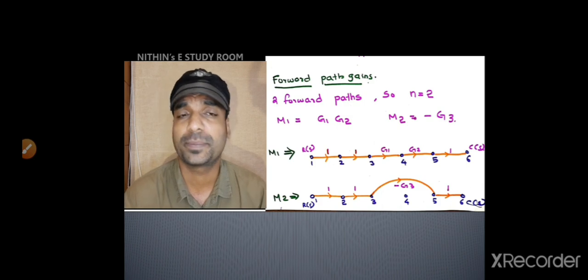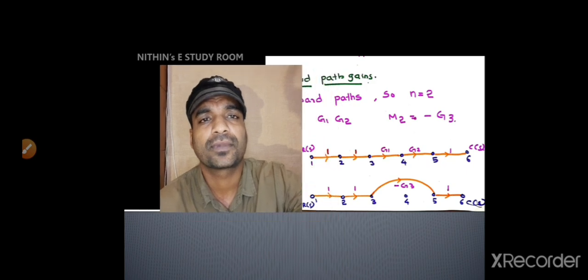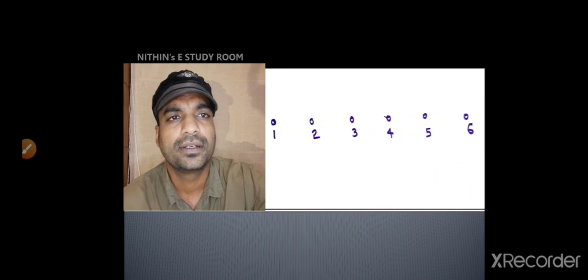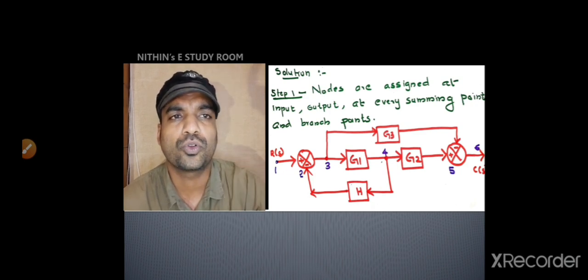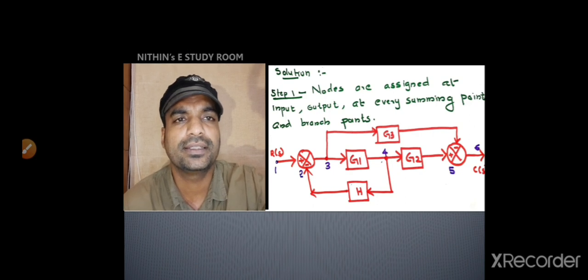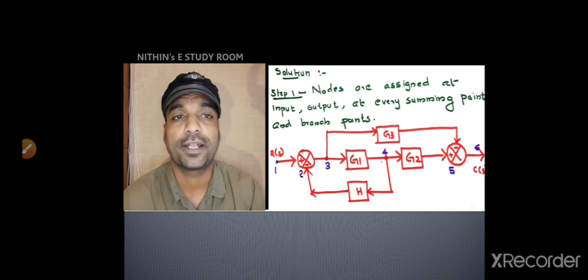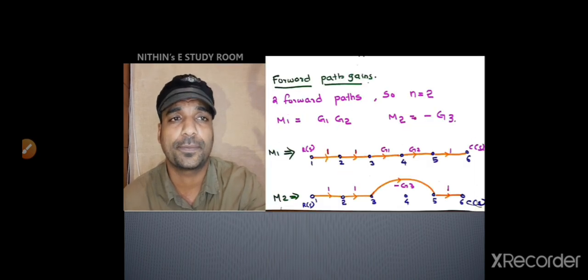Is there any other forward path? Please think. No, because you can simply see in this block diagram itself that from input to output there are only two paths. If you take this other path, is it a forward path? No, because the arrow direction is changed. In between 2 and 4, the arrow mark is in the opposite direction. So you cannot take that as a forward path. So simply you have two forward paths.